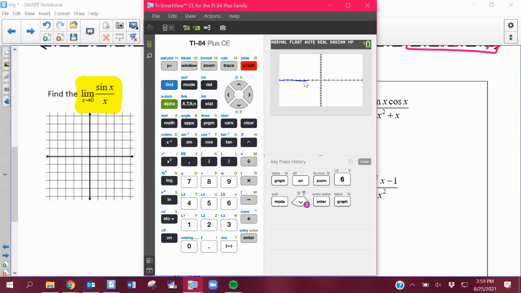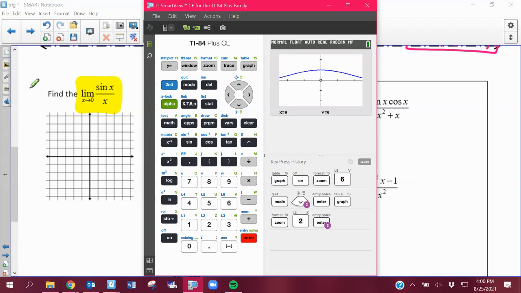So if you notice, you can see it's kind of going up and down, and then it makes that weird little hump, and then it does some things. If I zoomed in, there we go. You can see that as x is getting closer and closer to that 0 value, y is getting closer and closer to 1. So this is an indeterminate form.